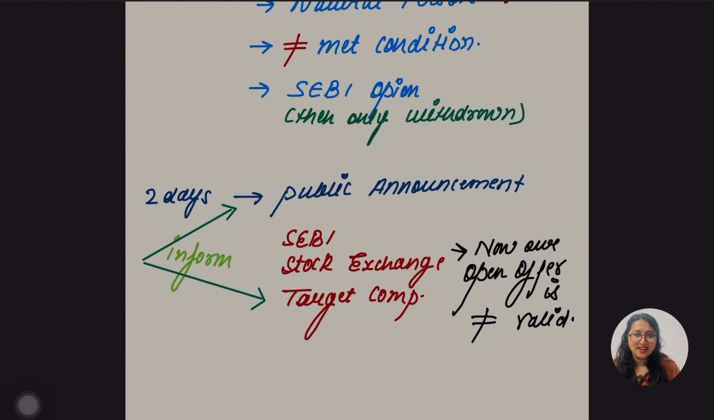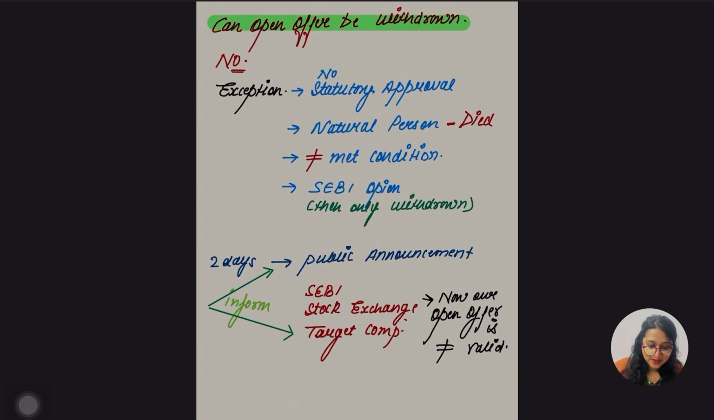Then SEBI, and third, the stock exchange. Now they are going to say that the open offer is not valid. So they are saying the open offer is not valid, so now we are not bound to do anything. Okay, I understood this much.